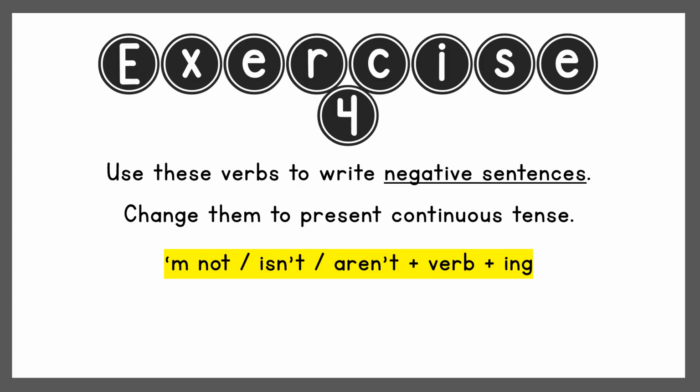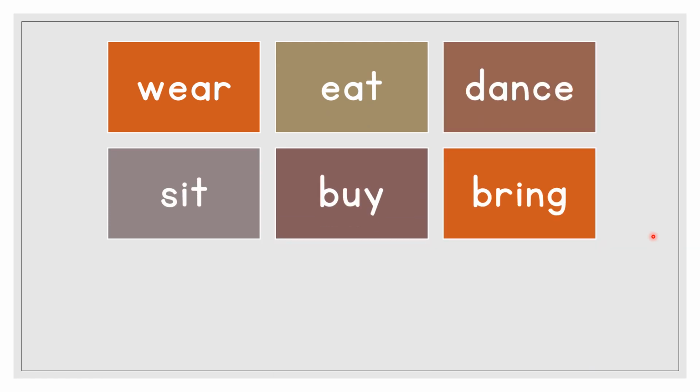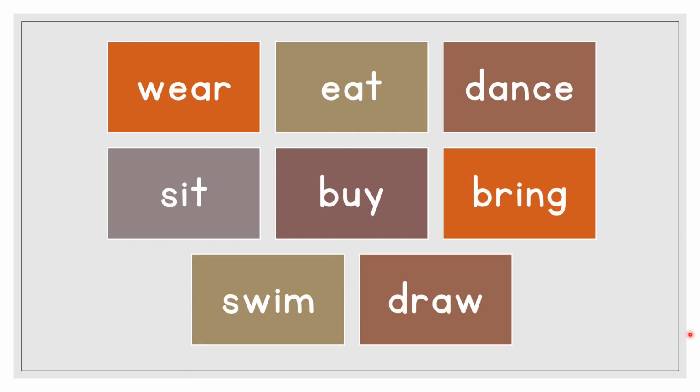Alright, for exercise 4. Tadi kita dah buat ayat, you've written sentences, affirmative sentences. Sekarang, you are going to write negative sentences. Tadi ayat yes, yes, yes. Now ayat no, no, no. Negative sentences. Remember, use am not or isn't or aren't plus the verb plus ing. Okay, again, verb dia sama je. Macam tadi juga. Wear, eat, dance, sit, buy, bring, swim and draw. Verb dia sama je. Cumanya tadi affirmative, sekarang ayat dia negative.